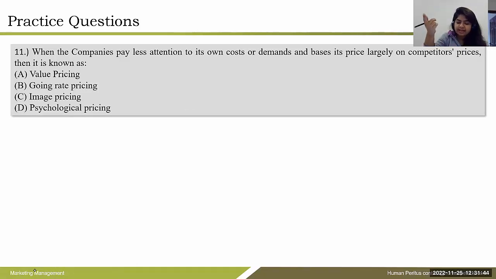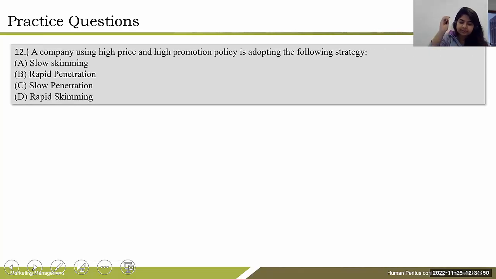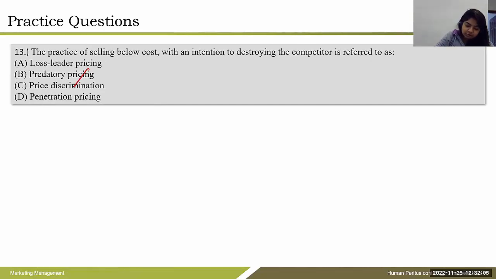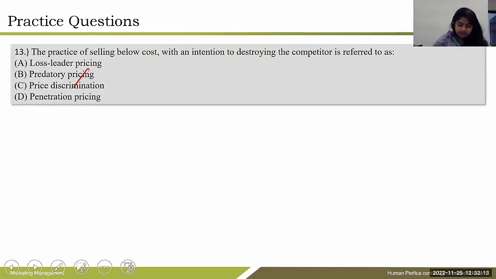When you're deciding the prices, on the competitors, correct answer, Richa. High price, high promotion policies, which one? First of all, will it include penetration? Yes or no? That's the correct answer, Richa. No penetration, so both those answers were out. Out of slow and rapid, of course, the word is high, so synonymous to it is rapid. Next one.